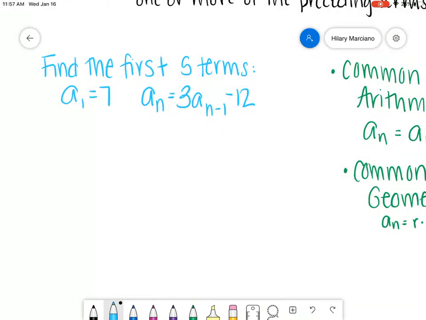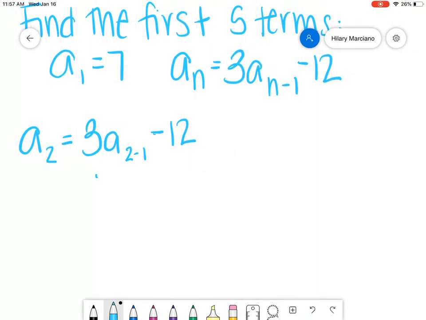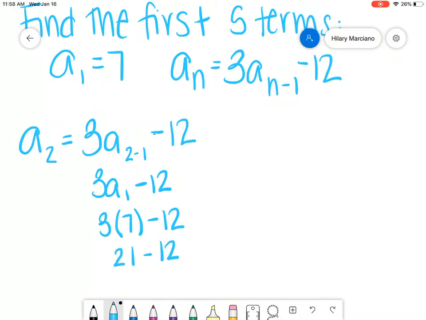So let's try that. To find a sub 2, we're going to do 3 times a sub 2 minus 1, right? Because n is 2, and then minus 1, minus 12. So that's 3 times a sub 1 minus 12. So that's 3 times 7 minus 12, because our a sub 1, or our first term, is 7. So that's 21 minus 12, which is 9. So up here we're going to keep running. Our first term is 7. Our next term is 9.